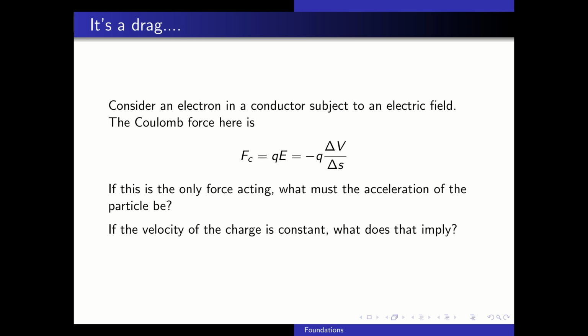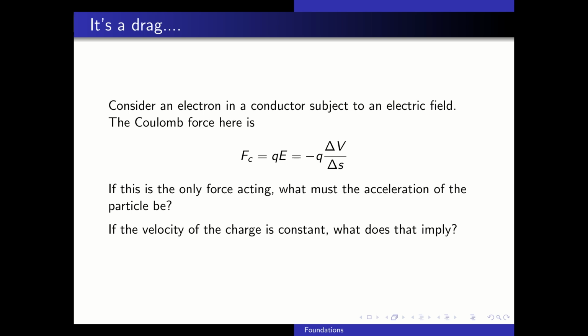All right, so let's think a little bit about current flow in a conductor. We're going to take an electron that is in a conductor, and we're going to subject it to an electric field. So we've got a Coulomb force here that looks like QE, where E represents the electric field in that conductor. We can replace the E with the opposite of the change in potential divided by the change in distance: E equals negative delta V over delta S, as we've discussed before.